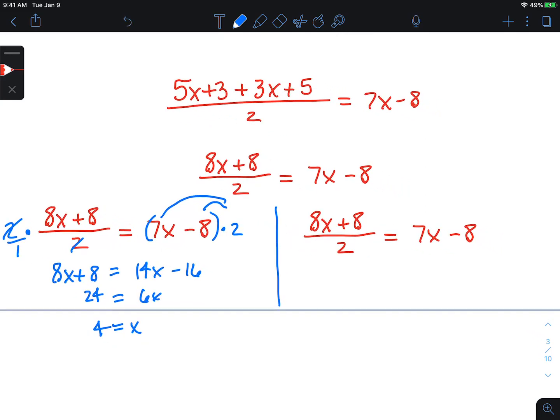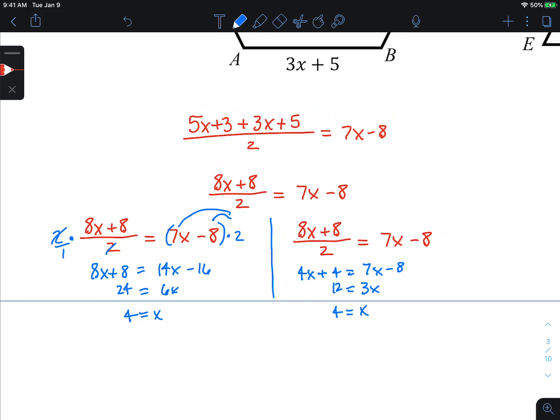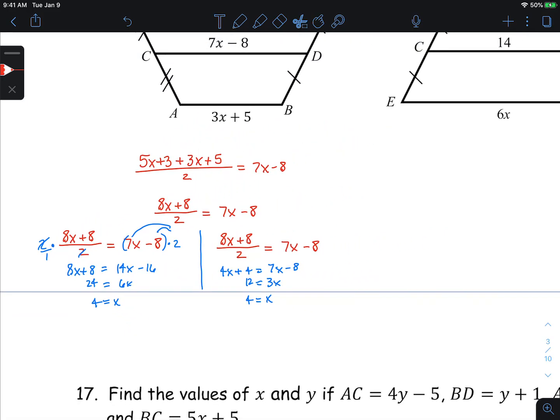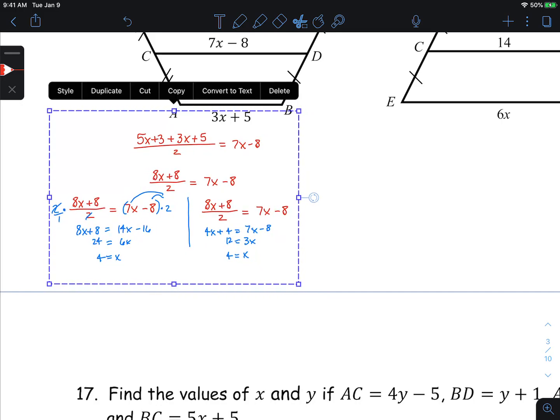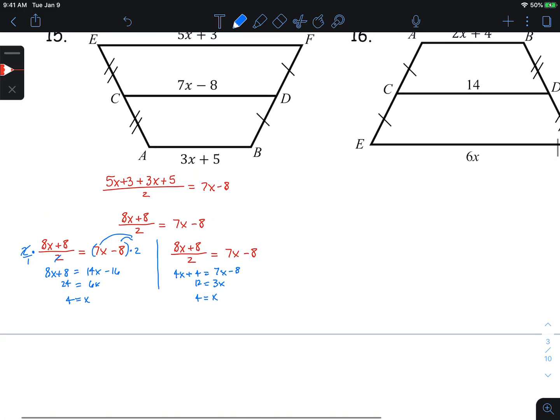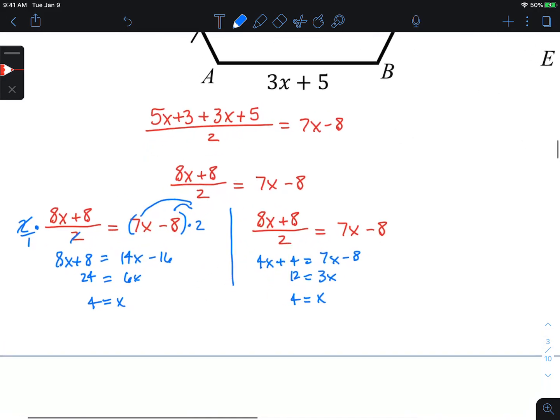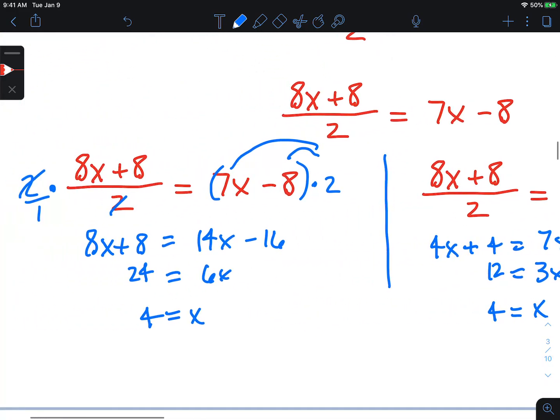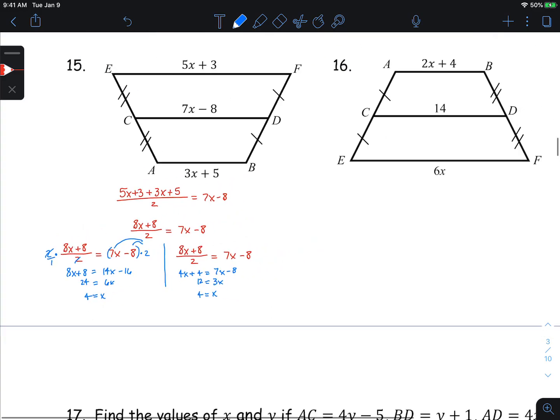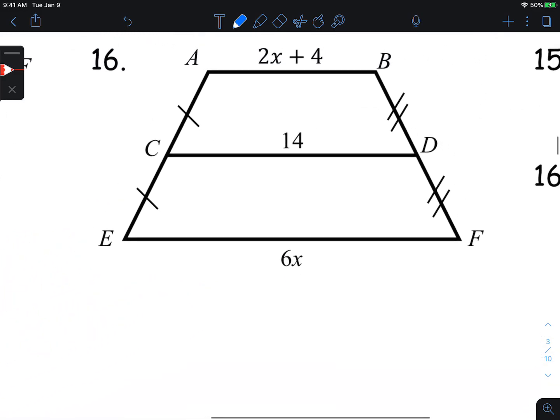Now, if you don't want to multiply both sides by 2, as long as these two numbers in the numerator are both divisible by 2, you could write 4x plus 4 and then equals 7x minus 8. Basically, I just divided both of these things individually by 2. And then when you subtract, you get 3x, and when you add, you get 12, but you still get x equals 4 at the end. So two approaches there on that one. If they're not divisible by 2, you're probably going to have to do the other method. I'm not sure how it'll come up on the test, so just be ready for both methods.